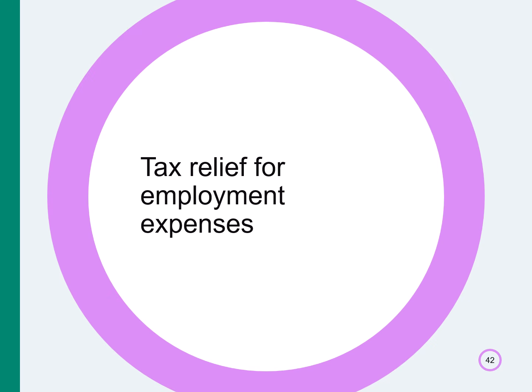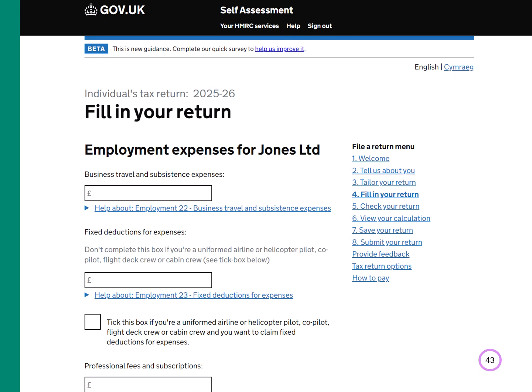We'll now look at claiming tax relief on work-related expenses on your tax return. This is the page for any employment or work-related expenses you're claiming tax relief on. If the expenses were included in your PAYE tax code for the year, you still need to tell us about them on this page.